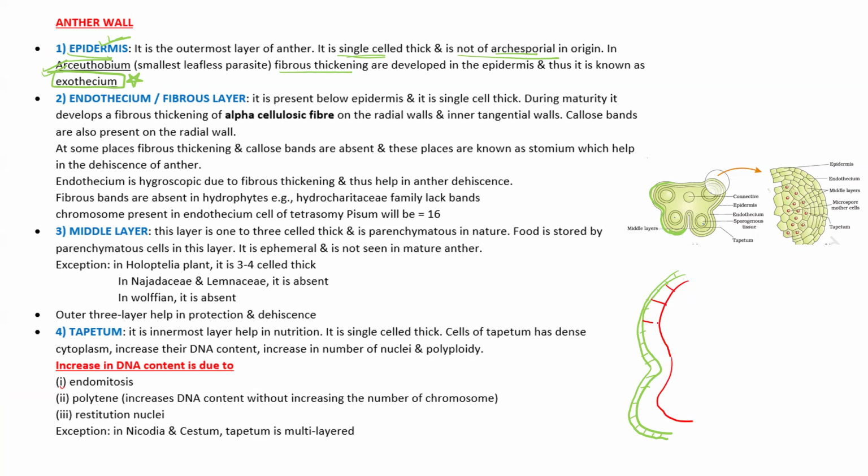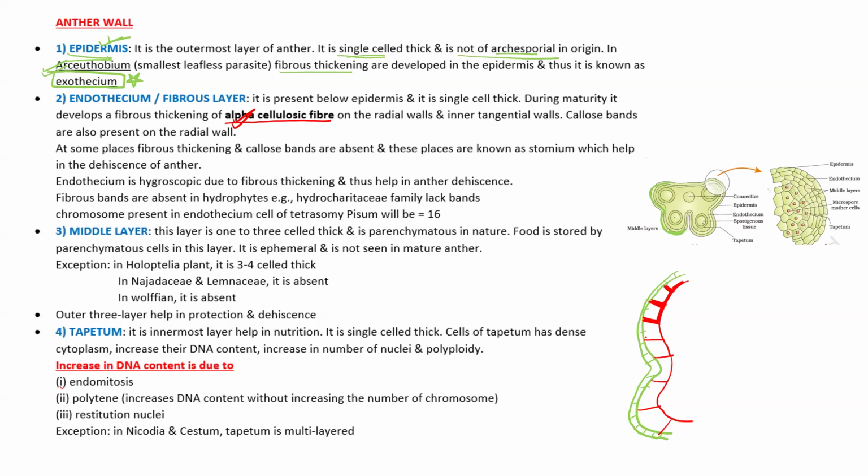And endothecium will have thickening on the inner wall and radial wall. Inner wall, this side, and radial wall, this side. Is it clear? So they have thickening on the radial wall and inner wall, not on the outer wall. Please understand the concept. And this thickening is made up of alpha cellulosic fiber. Please understand, it is alpha cellulosic fiber that is present.